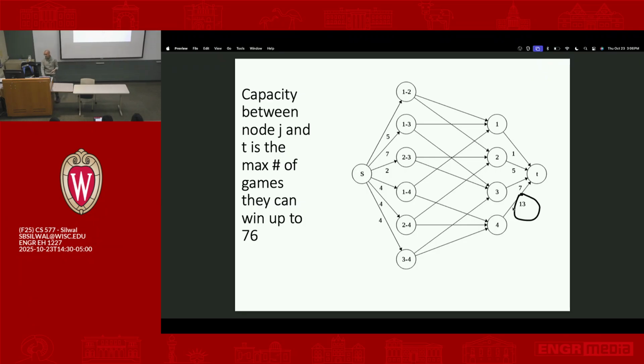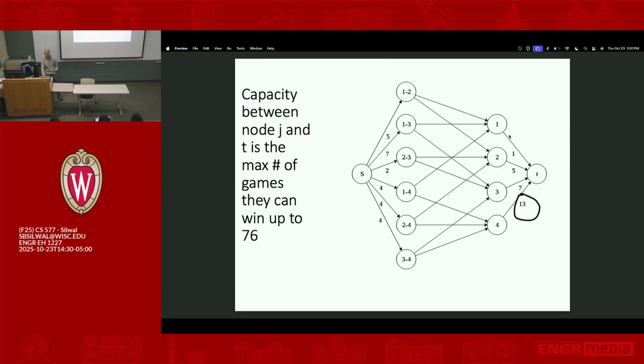So whatever this number is saying, I look at the number of wins team 4 already has, and I ask, what is the maximum number of wins that it can ever gain? It turns out, if I look at team number 4, it can only gain 13 more wins, and that's when it gets to 76.